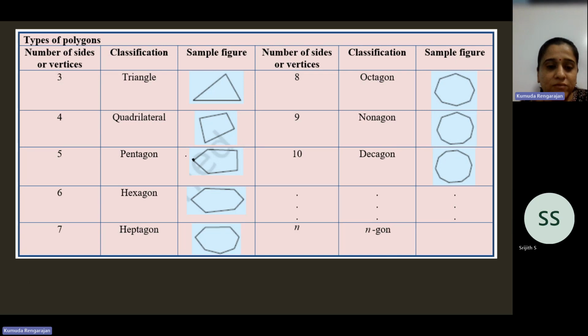Similarly here, let me mark this vertex 1, vertex 2, vertex 3, vertex 4, vertex 5. Okay. So vertex 1 and 3, are they consecutive? 1 and 3? No. There is 2 between them. So if you join 1 and 3, diagonal. If you join 3 and 4, they are consecutive. So it's a side.